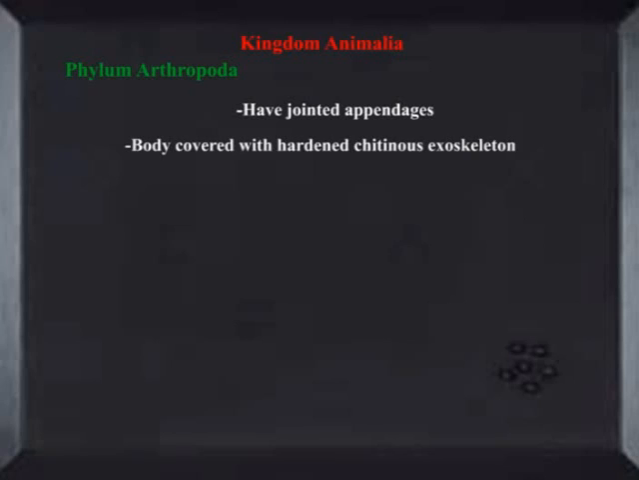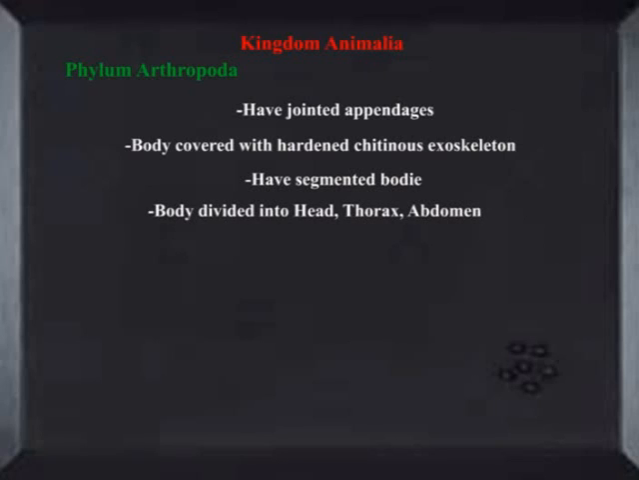The body is covered with a hardened exoskeleton which is made up of chitin. The exoskeleton provides surfaces for muscle attachment. It is shed off at intervals to allow for increase in size, a condition referred to as molting. They have segmented bodies. The body of most of them is divided into head, thorax, and abdomen. In some, the head and the thorax are fused to form what is called a cephalothorax. The head, thorax, and abdomen are segmented.